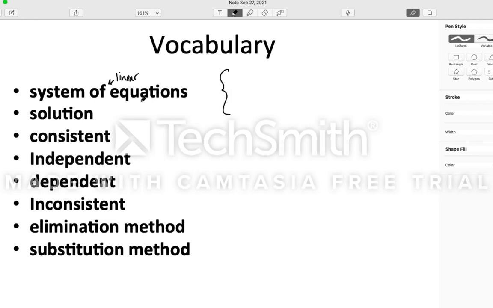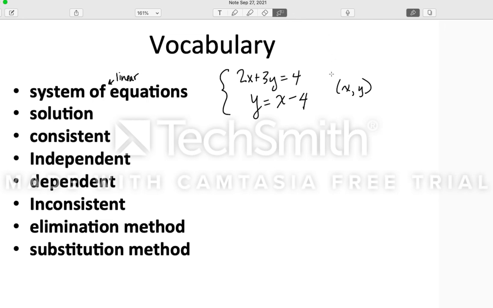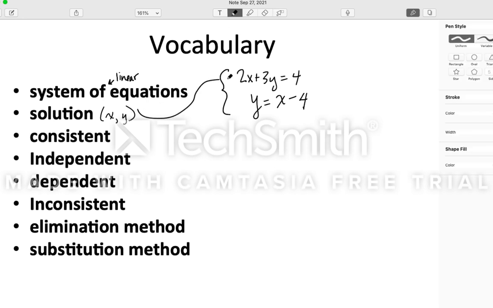Here we go. A system of linear equations is when you have two or more linear equations that basically are dealing with the variables x and y. Sometimes they might have just an x or a y. And what we want to do is find a solution, some xy point, that can work for both of these. And so that gets us to the next vocabulary term, solution. A solution is just the value or values that works in each of these equations.